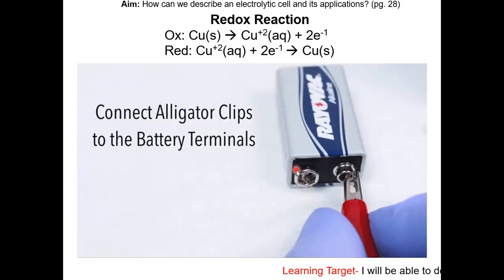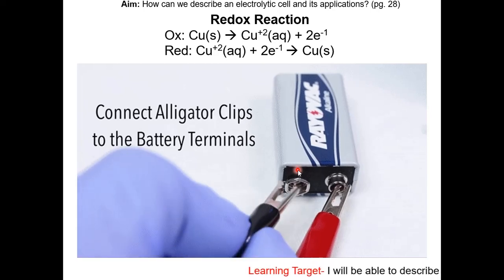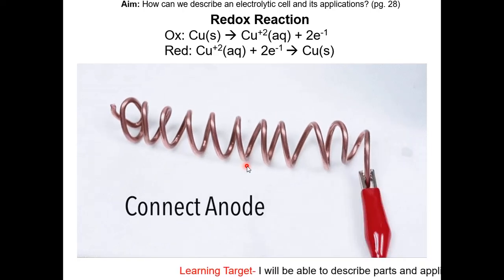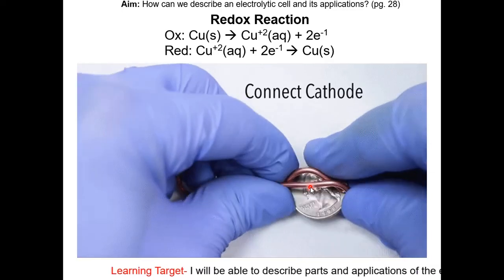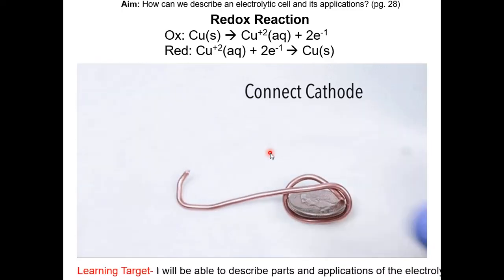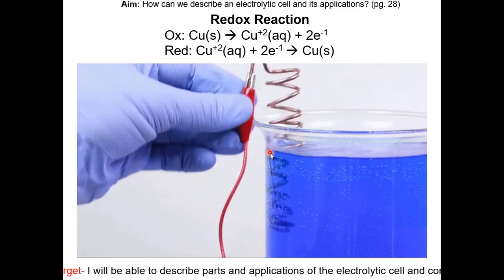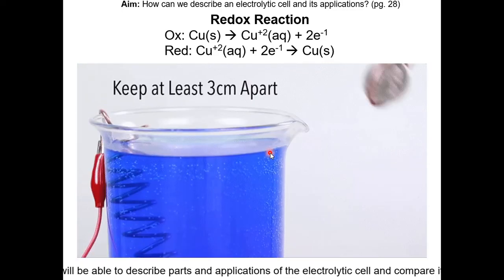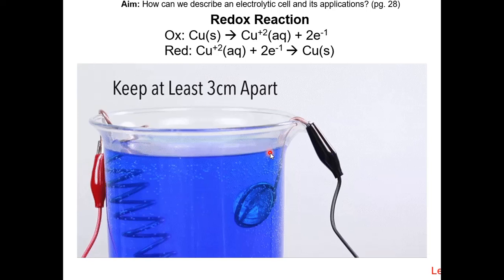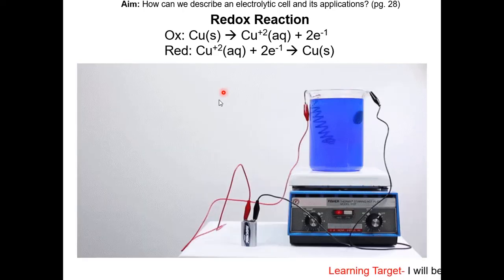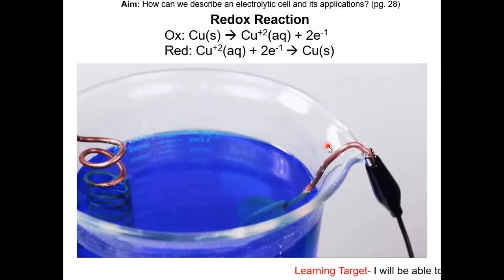A battery is needed for this electrolytic cell. The anode is a copper wire. And the cathode is a coin. This is the setup. The copper is being electroplated onto the coin.